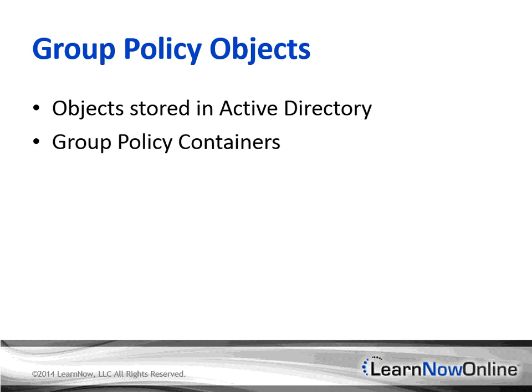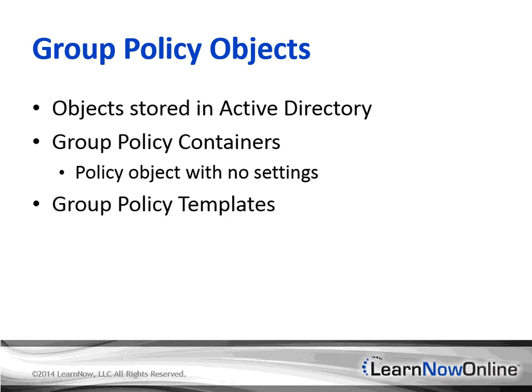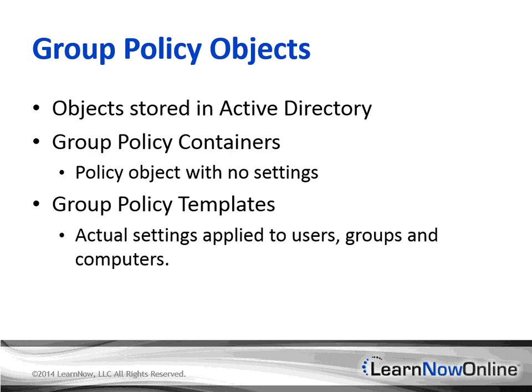The first is the group policy containers, which are the policies themselves without any settings. These include the version number and a unique ID that can be seen in Active Directory Users and Computers Advanced View. And there are group policy templates. These are where the actual settings are applied to users, groups, and computers. When you edit a group policy, you modify the template associated with the GPC. It is this template that is downloaded by the computers when they check for group policy.